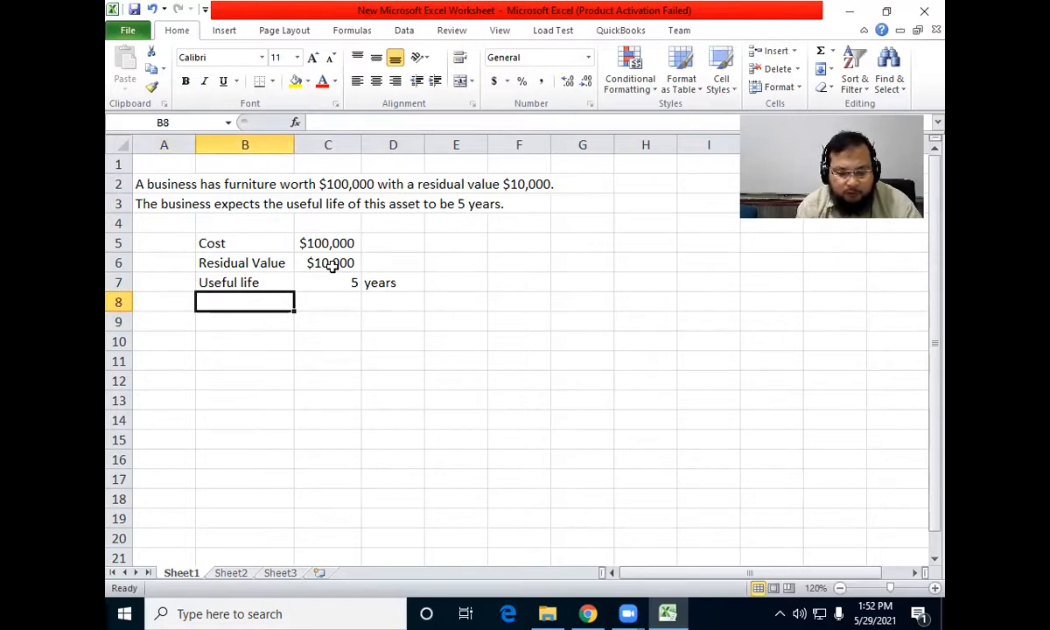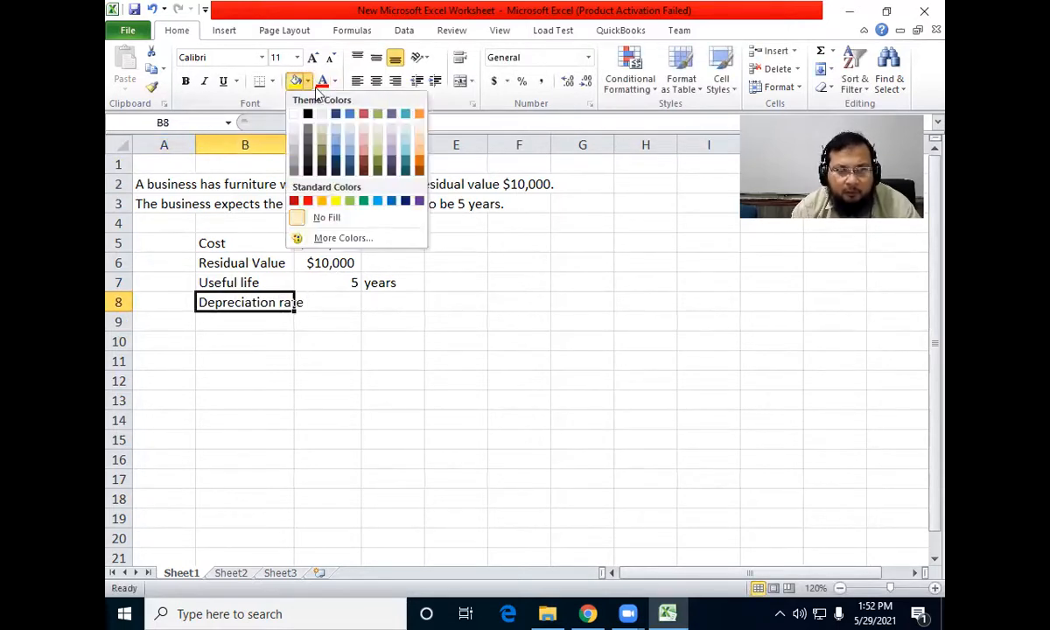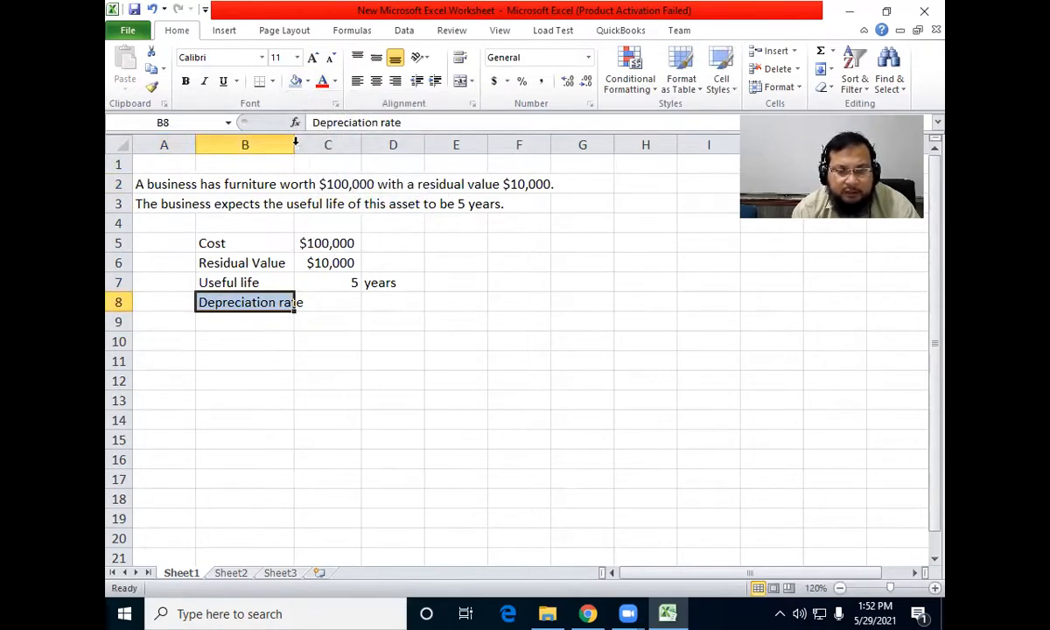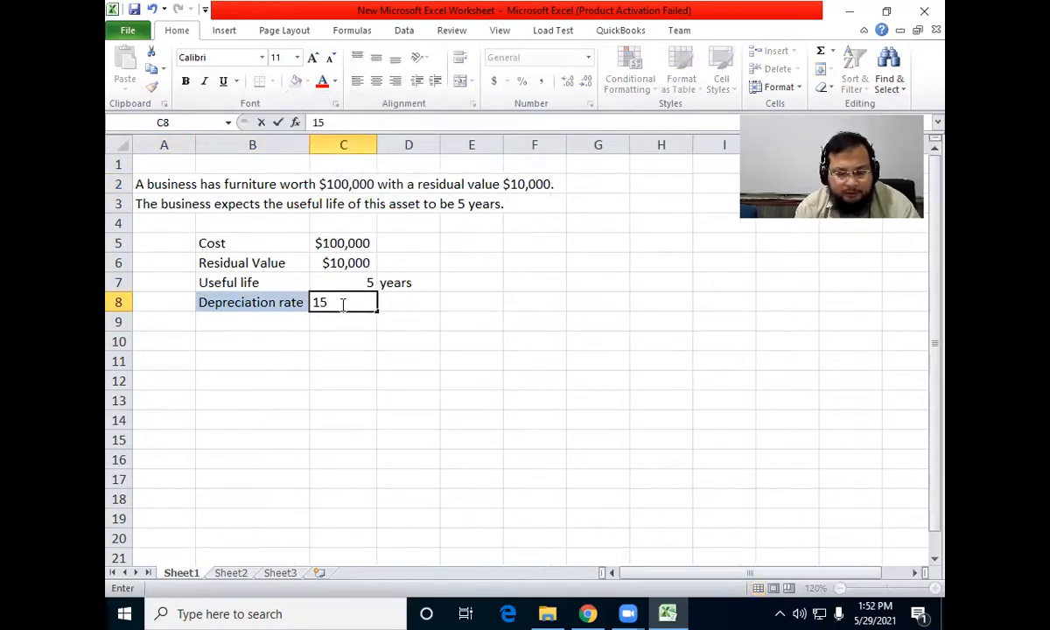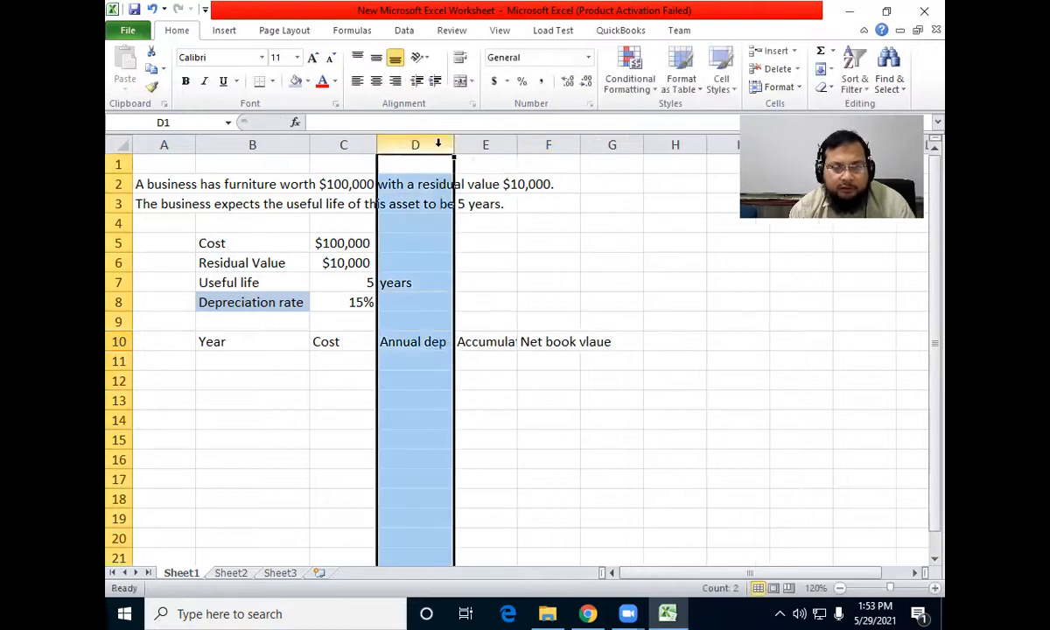Okay. So we are required to prepare the depreciation schedule. And let's suppose we are also provided the depreciation rate in the question. Depreciation rate. And remember, this will be always provided in the question. So I am changing the color of this cell so that you might understand that this depreciation rate is always provided in the question. So here we will make a depreciation schedule. We have got years, we have got cost, we have got annual depreciation, we have got accumulated depreciation, and we have got net book value.